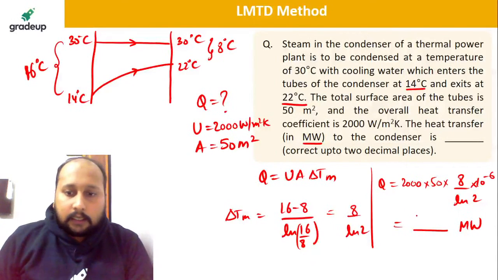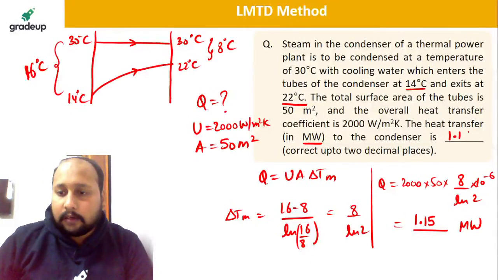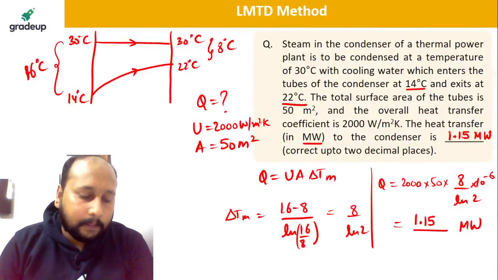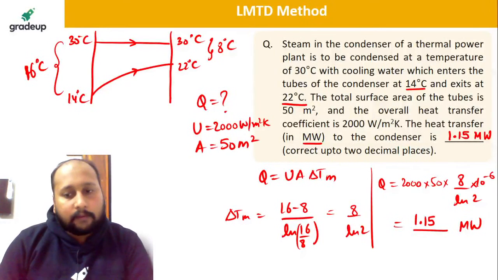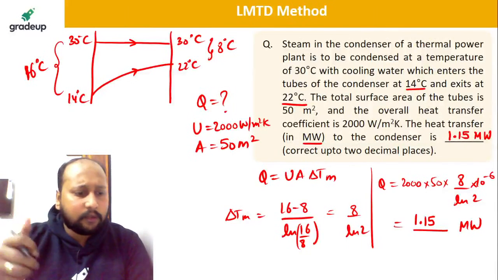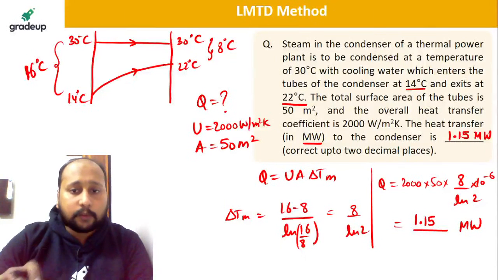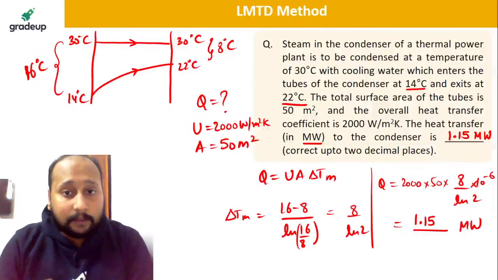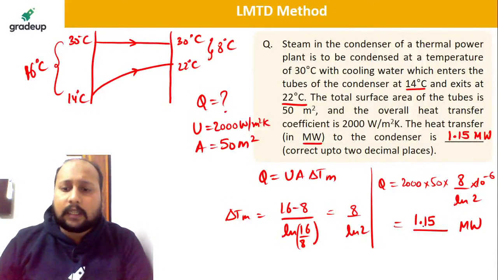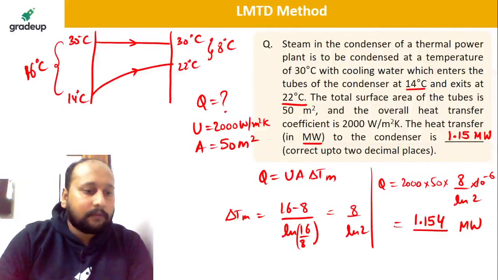Approximately, up to 2 decimals, it will be 1.15 megawatt. Exactly. 1.15 megawatt is the correct answer. Easy question. I hope this is clear, because in maximum cases you will be coming across phase change phenomenon questions. If I say approximately 1.154, that is your correct answer. Up to 2 decimals, 1.15 is the correct answer.